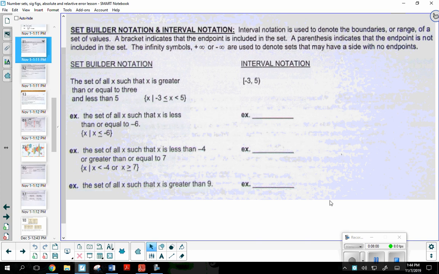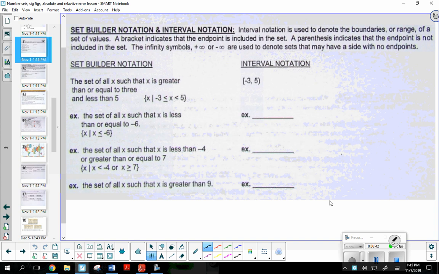Okay, so we've been talking quite a bit about error approximation. We've been talking about absolute error, relative error, and percentage error. But I want to go ahead and kind of branch off into a few other little concepts in this lesson. Set builder notation and interval notation. Interval notation is used to denote the boundaries or range of a set of values. A bracket indicates that the endpoint is included. A parenthesis indicates that the endpoint is not included. Now, the symbols positive infinity or negative infinity are used to denote sets that may have a side with no endpoints. So if it has no upward bound or no lower bound, we want to go ahead and use infinity.